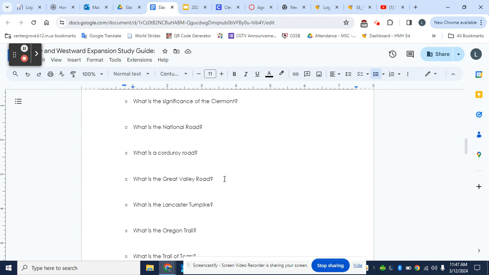Now, the Great Valley Road. This is a very, very early pathway where there are people who are traveling through the Appalachian Mountains on this early pathway.